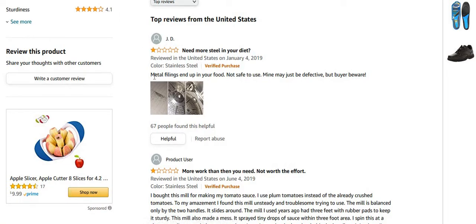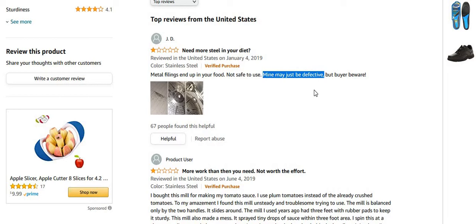JD has said that metal filings ended up in his food and that he doesn't think it's safe to use. It might just be his. He says mine may just be defective. You see, this guy right here, whoever he is, is thinking like a statistician. Whenever you have a data set, a collection of something, there is always something called an outlier. The outlier is sort of the freak accident, the exception, the one time something doesn't go as planned, and it's completely by chance, it's random, there's no particular cause to it. Sometimes there may be a cause. So that's an outlier. You're buying a product and you just happen to get one that didn't work right.